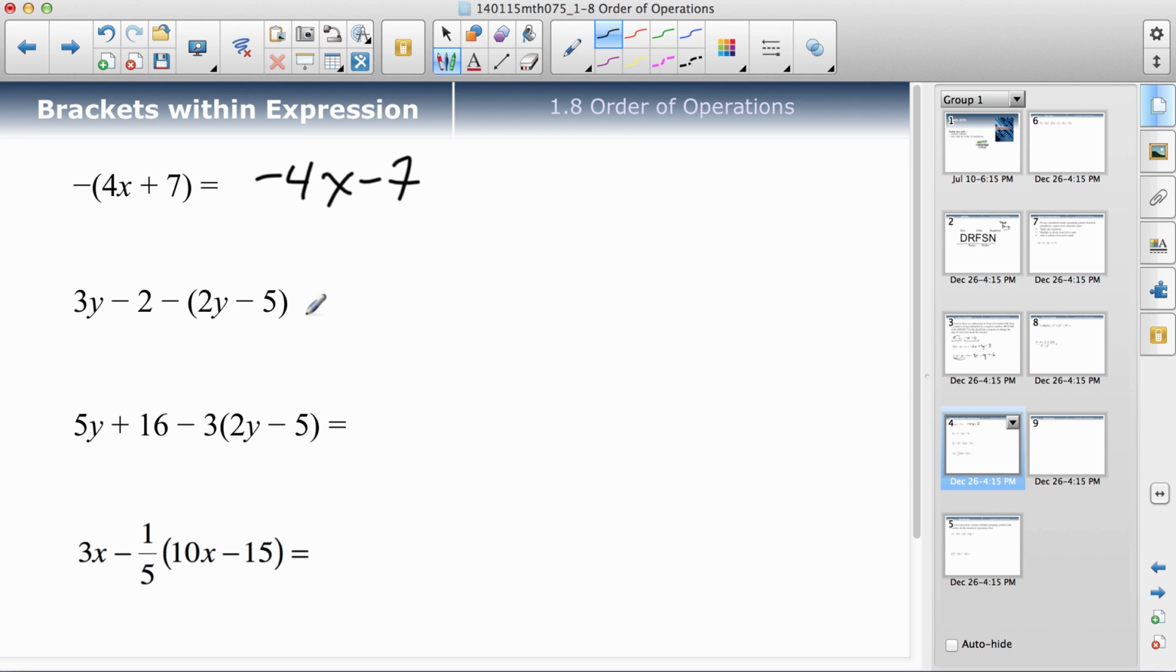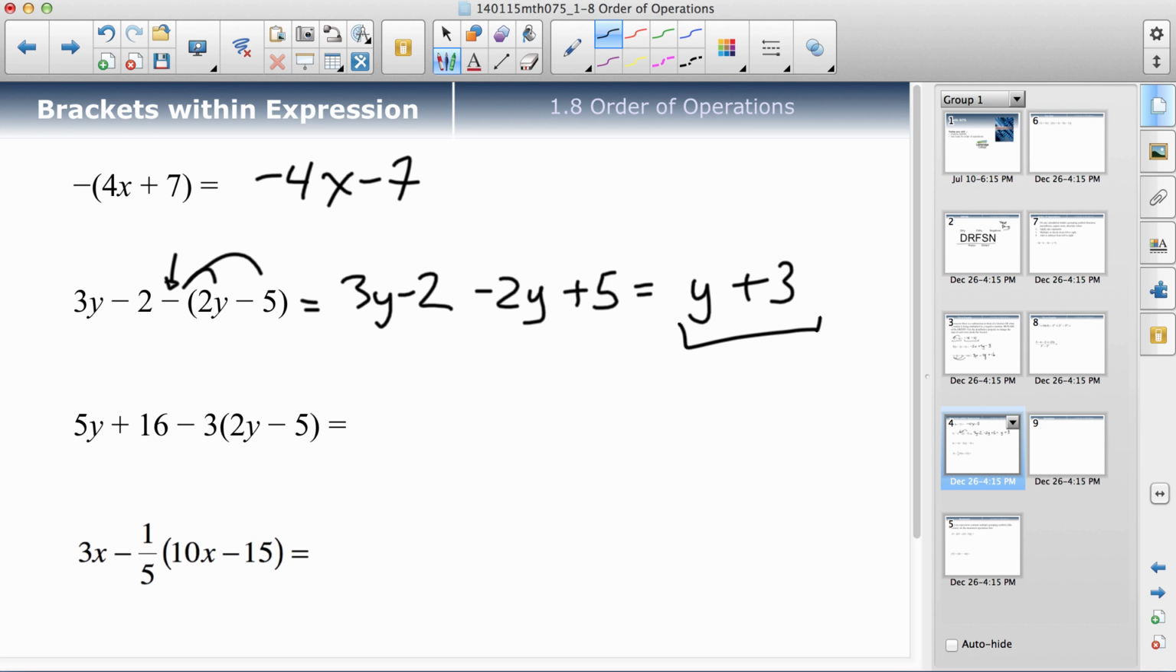So here I would probably rewrite this as 3y minus 2, and then here's the dirty, rotten, filthy, stinking negative right there. I need to apply it to both things there. So it'd be a minus 2y and a positive 5. And then, like we did in the last section, you would collect like terms. Up 3, that's 3y, lose 2, so you're down to 1y. You're down 2, you gain 5, so you're up 3. So that would be the simplification of that.